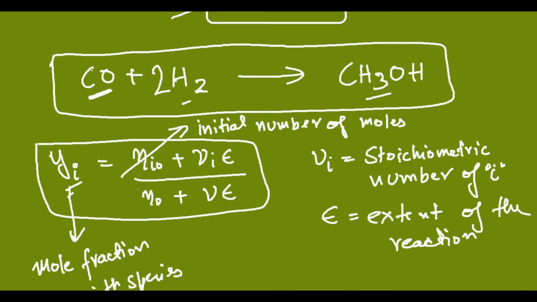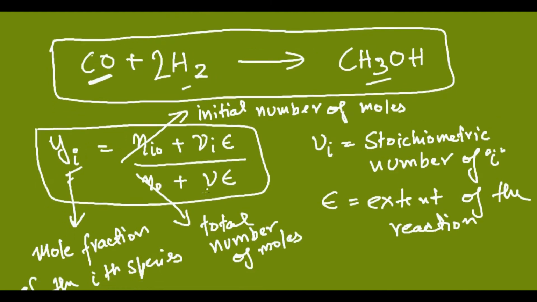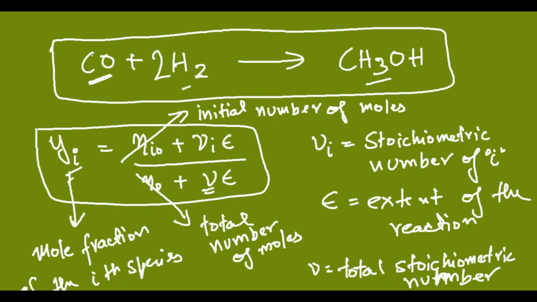Next we will go to the denominator terms. In the denominator we have N0. N0 is the total number of moles. This we need to calculate. I will show how to calculate this N0. Next is this nu. What is this nu? This nu is the total stoichiometric number. Last, this epsilon is the extent of the reaction.